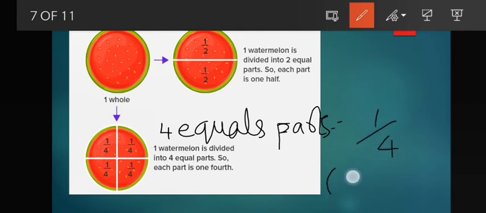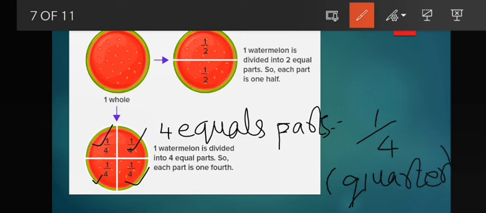Quarter part. Okay, quarter. Understood? See, quarter. There are 4 parts. 1, 2, 3, 4. Each part is known as a quarter part.